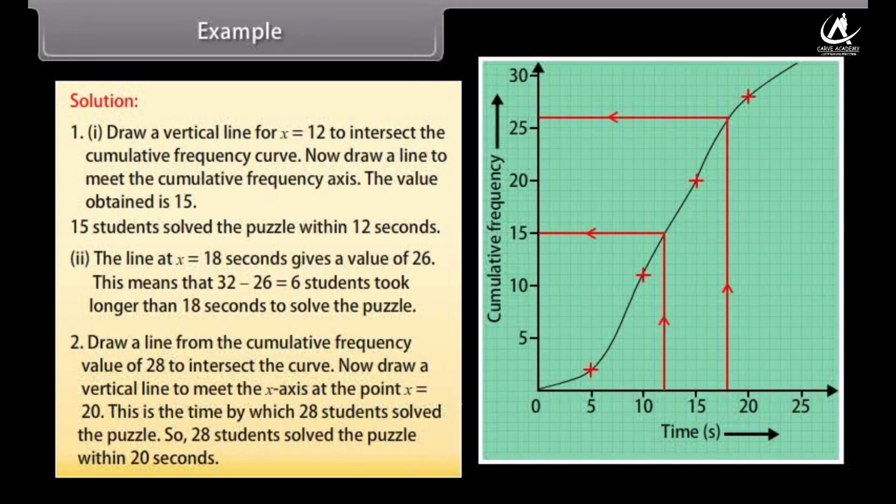Draw a line from the cumulative frequency value of 28 to intersect the curve. Now draw a vertical line to meet the x-axis at the point x as 20. This is the time by which 28 students solved the puzzle. So, 28 students solved the puzzle within 20 seconds.